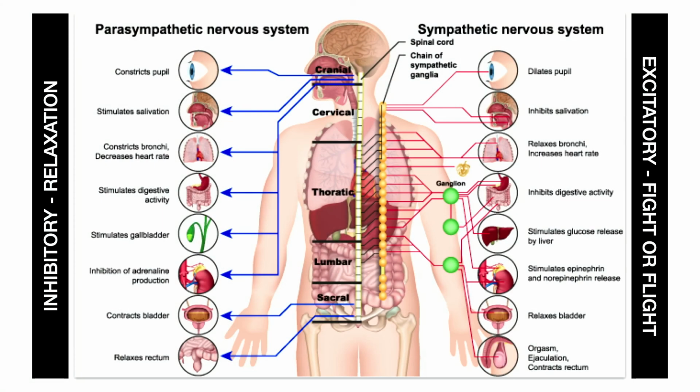Now, as soon as we've passed through this phase, the parasympathetic system kicks in and starts to relax the body. We see the pupil constricts. We start to salivate. Our heart rate decreases. Our body can then start digesting food. The gallbladder is stimulated. The production of adrenaline is inhibited. It contracts our bladder. Our rectum is relaxed. This is the body calming down.